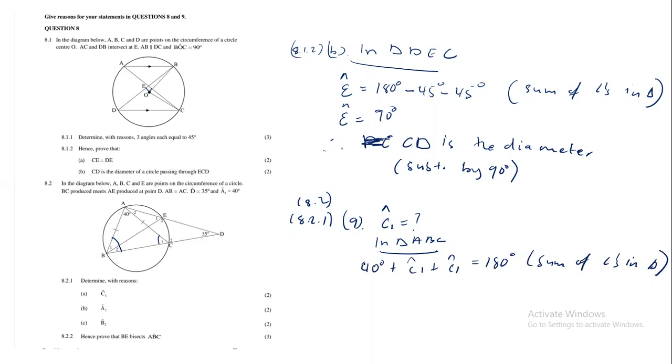Therefore, I'm going to transpose 40 to the other side of the equation. That means I'm going to have 140 degrees because it's going to be 180 subtract 40 degrees. And therefore, C1 plus C1 is going to be 2 angle C1. I'm running out of time, I have less than 1 minute. Then I divide both sides by 2. In this case, it's going to be 70 degrees.